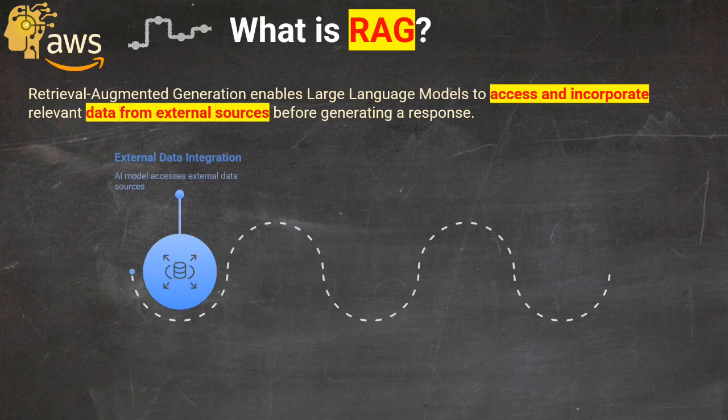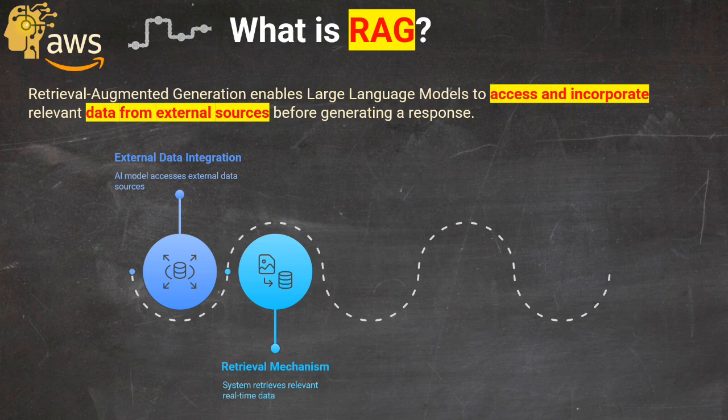First, external data integration. RAG adds a retrieval layer to pull in up-to-date info from APIs or cloud storage, like Amazon S3. For stock prices, you'd grab live data from APIs like Alpha Vantage and keep it fresh in an S3 bucket. Second, retrieval mechanism. When a user asks, "Should I buy this stock now?" RAG fetches the latest data, optimized with tools like Pinecone for fast, smart searches.